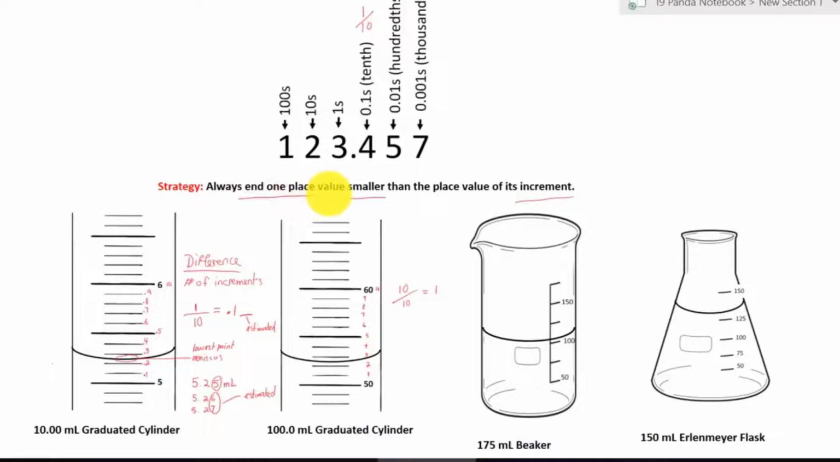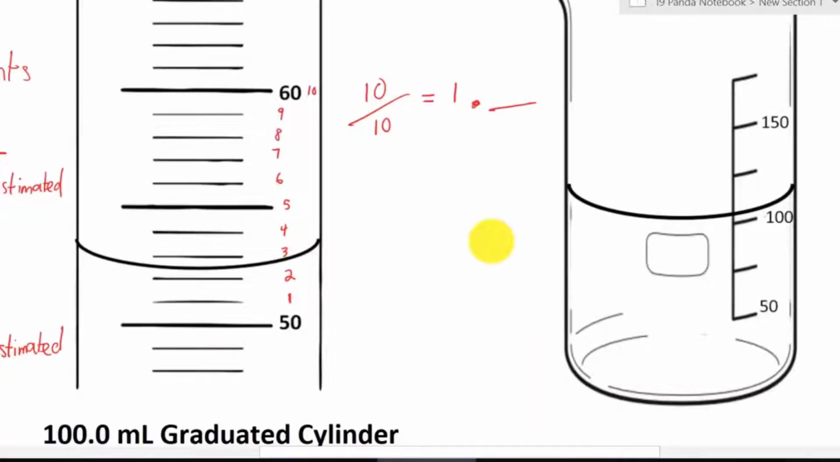Our strategy says to always end one place value smaller than the place value of its increment. This number will be the ones place. We need to estimate our number for the tenths. Remember, when we are doing the reading, we have to look at the water line, and this is our water line, but the lowest point is called the meniscus, right here.